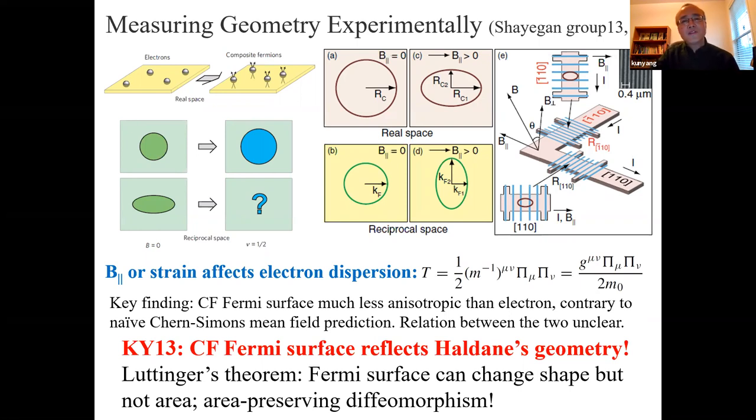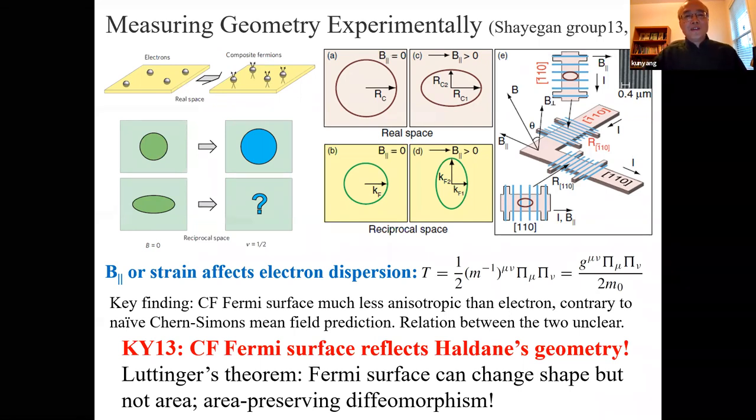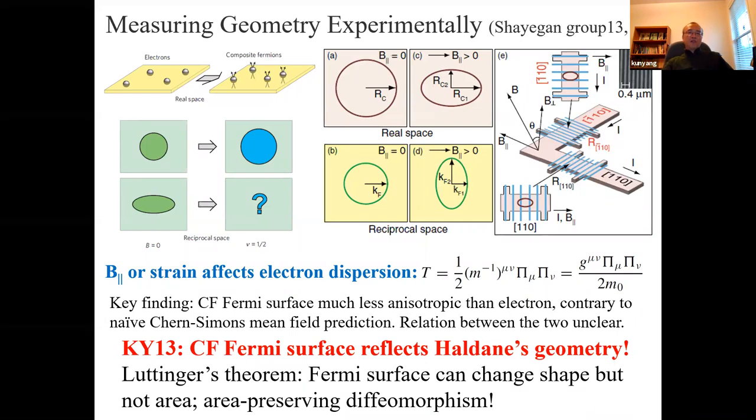We know that for Fermi surfaces, we have the so-called Luttinger theorem. The Luttinger theorem tells you that the Fermi surface shape can change, let's say due to electron-electron interaction, but its area cannot. So in momentum space, the Fermi surface exhibits a so-called area-preserving diffeomorphism. And this, I claim, is exactly the same area-preserving diffeomorphism Haldane was talking about, but in real space. So then the question is, how are real space and momentum space related to each other? Well, this of course is due to the magnetic field.